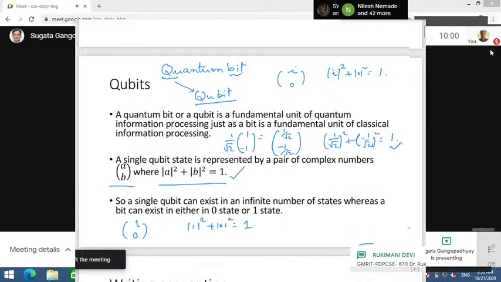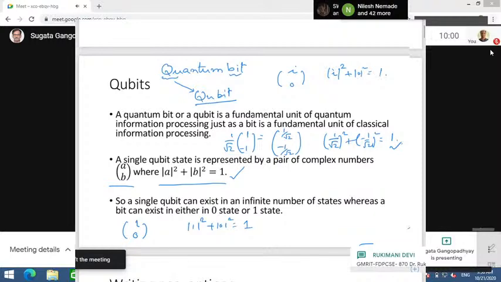And of course, their modular squares summed up give me 1. I don't have to recall complex numbers here, and this is something that I've told you. So we again come to the definition of qubits that I have already talked about, and I'm not going to do that again; we move forward.